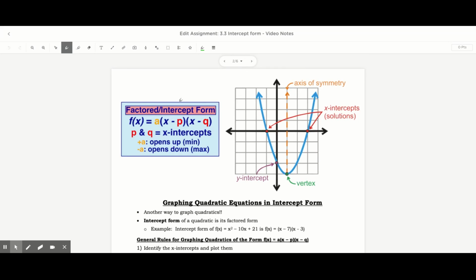Today we're going to learn this form, and it's called the factored or intercept form. Now, if you look at this one, this looks like f of x equals a, parenthesis x minus p, parenthesis x minus q. Just like our vertex form showed us the vertex, our intercept form is going to show us what our x-intercepts should be. This rule stays exactly the same. If you have a positive a, it opens up. If you have a negative a, it's going to open down.